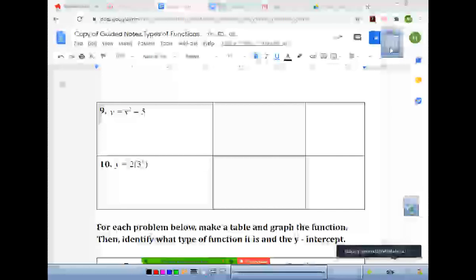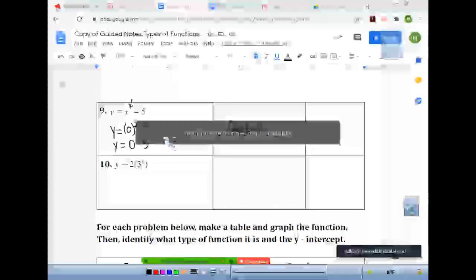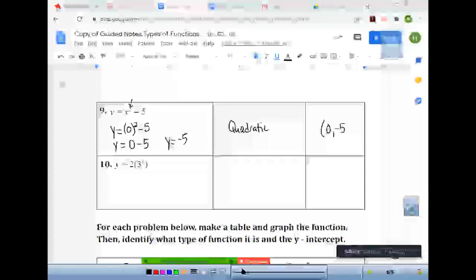So what did you decide number 9 was? Quadratic. Yep. Is that what you're going to say, Garrett? Cool. Good. It is quadratic because of that exponent of 2 right there. So then to get the y-intercept, you plug in 0 for x. We got 0 squared is what? 0. And 0 minus 5, negative 5. So my y-intercept is 0, negative 5.